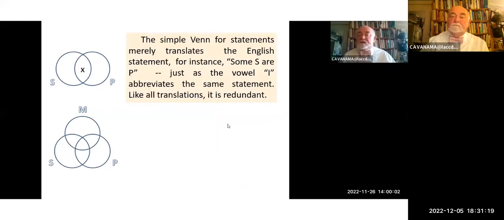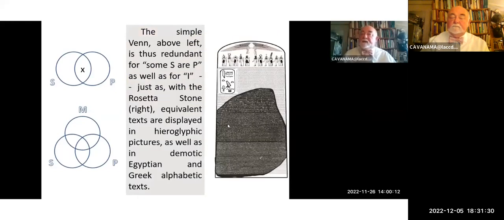So the simple Venn for statements merely translates the English statement, for example, some S is P, just as the vowel I abbreviates the same statement. And like all translations, it's redundant. Redundant is a bad thing. The simple Venn is thus redundant for some S is P as well as for I. I think of the Rosetta Stone.